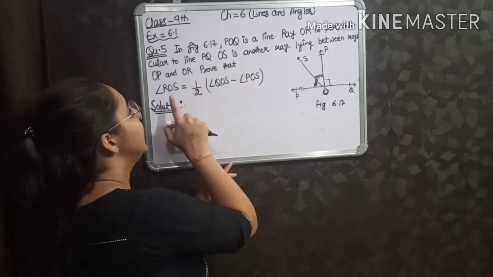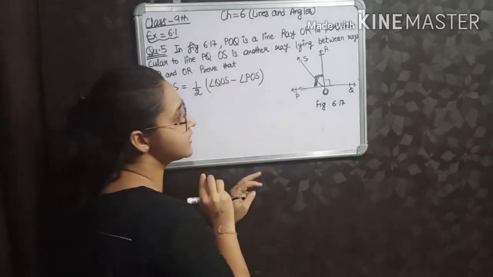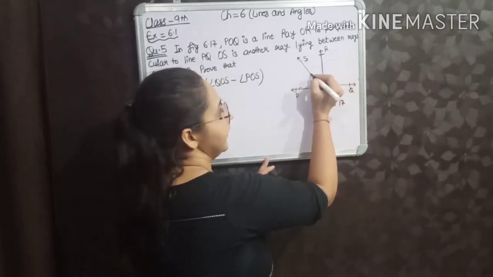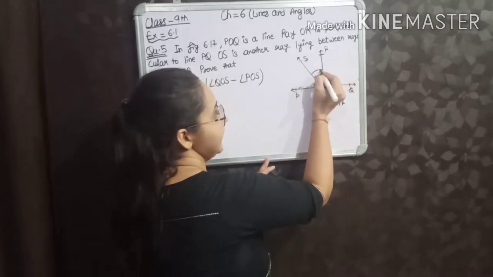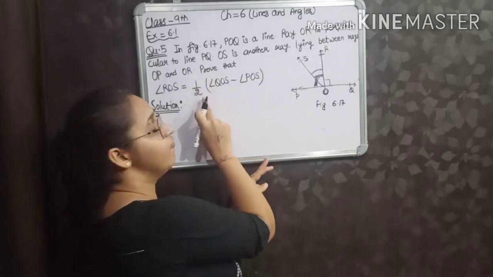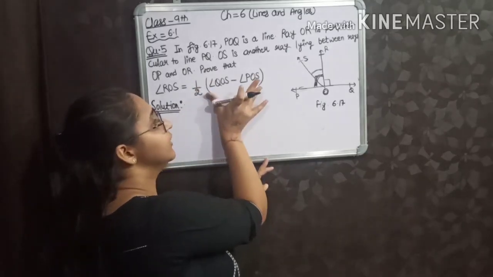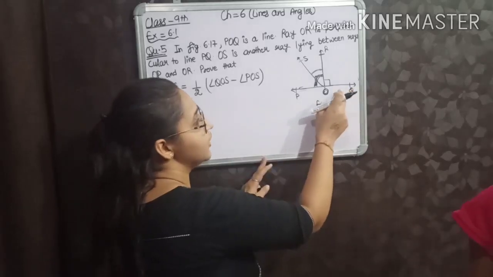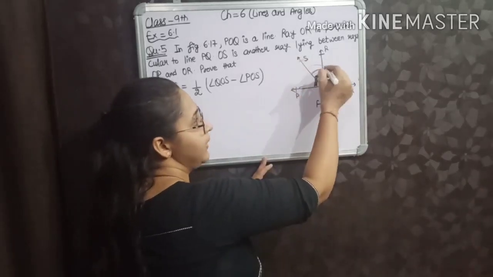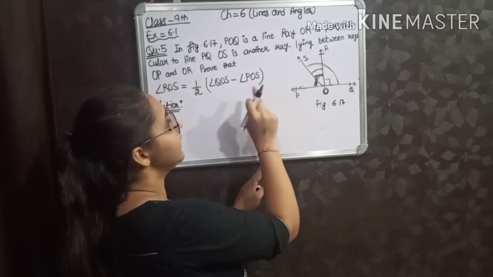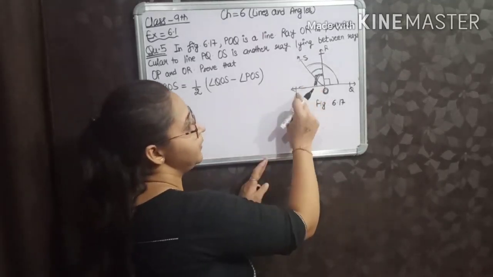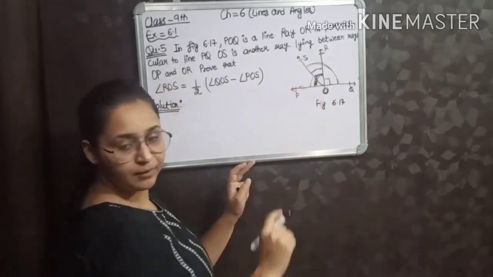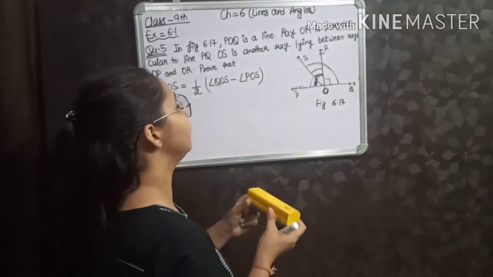Now prove that angle ROS. Where is angle ROS? It means this angle. This angle is equal to 1 by 2 of angle QOS, which means the complete angle QOS, minus angle POS, this angle.